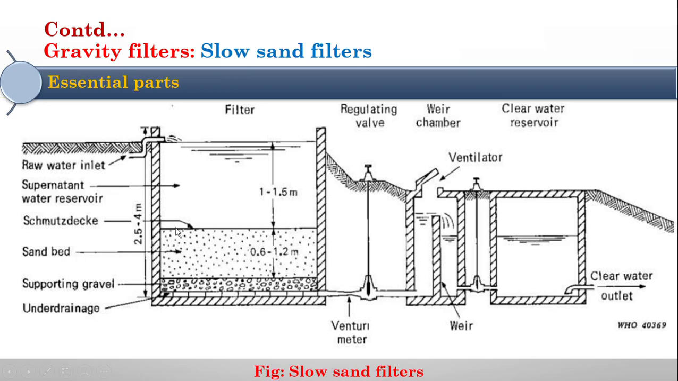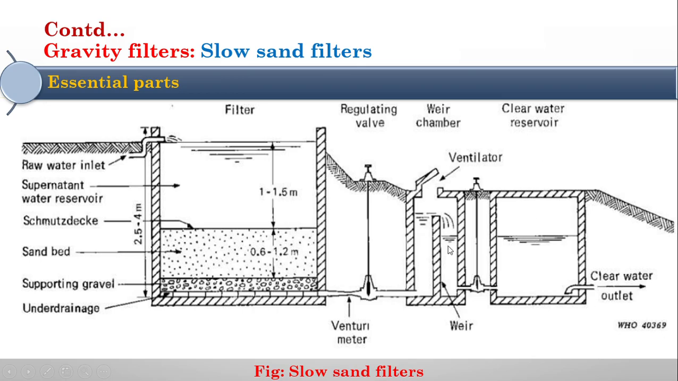After some time of the filtration, a layer will be formed here. That layer is known as Schmutzdecke. Schmutzdecke is actually an organic layer which contains microorganisms present in the water. That will react with further particles and it will purify the water. So the water finally reaches the under drainage, where the filtered water is collected and delivered to the outlet.